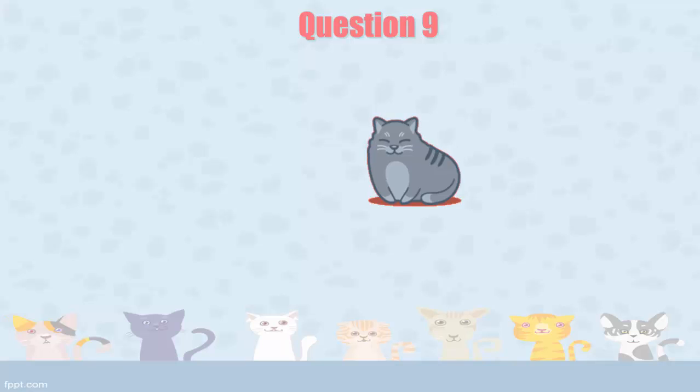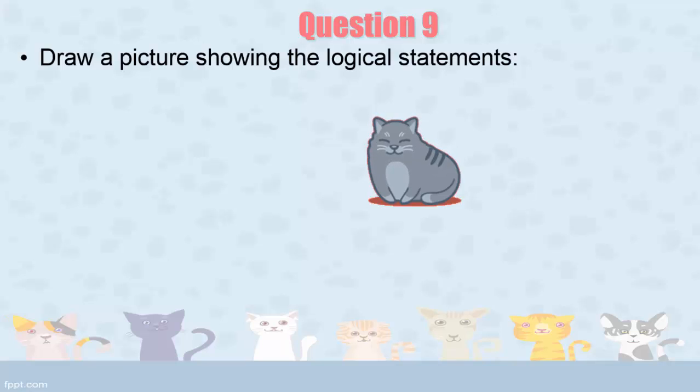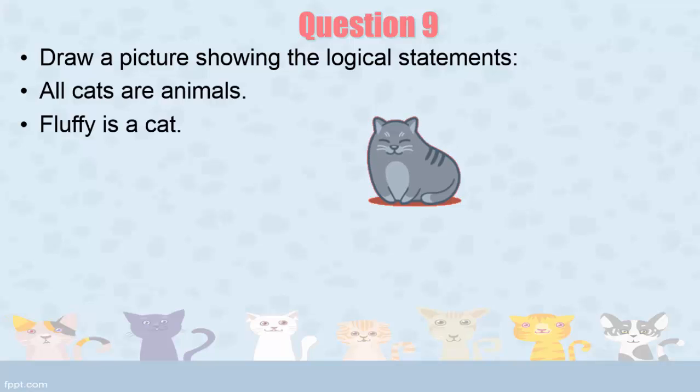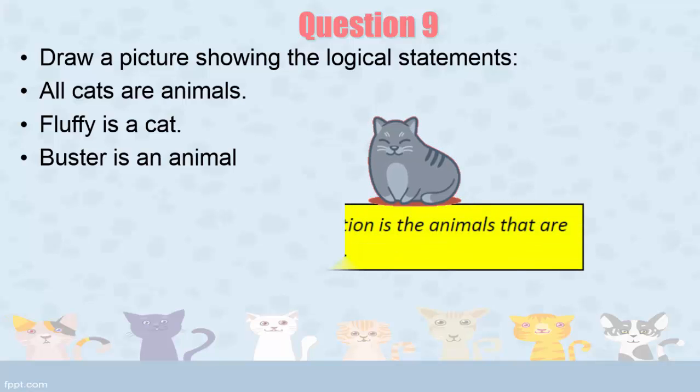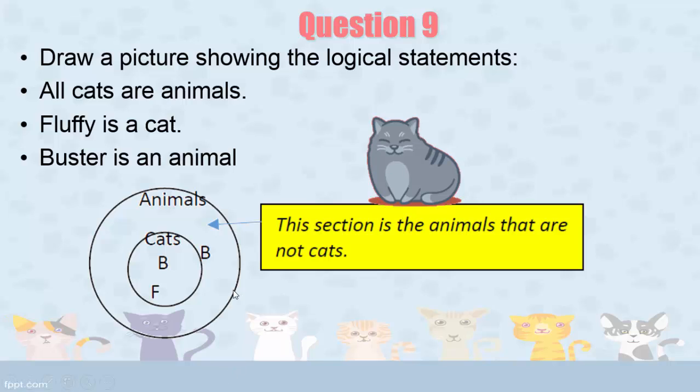So looking at question number 9, we draw a picture showing the logical statement: all cats are animals, Fluffy is a cat, and Buster is an animal. Well, let's see. How would we describe this in an Euler diagram? Here's animals, here's cats. We know Fluffy is a cat, and that's made very clear. And we know cats go inside animals.